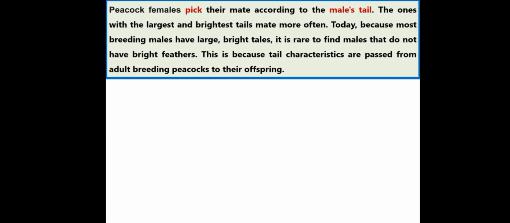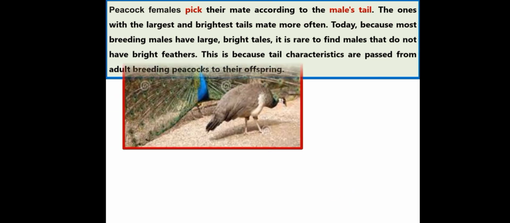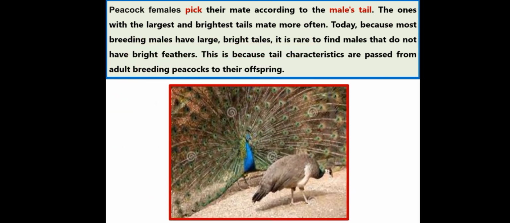Here is another example. Peacock females pick their mate according to the male's tail. The ones with the largest and brightest tail mate more often. Today, because most breeding males have large bright tails, it is rare to find males that do not have bright feathers. This is because tail characteristics are passed from adult breeding peacocks to their offspring.